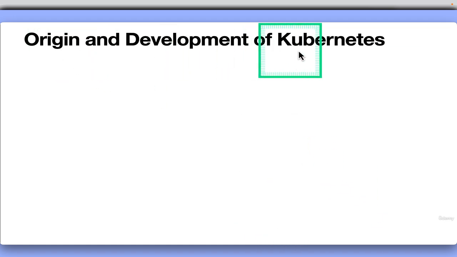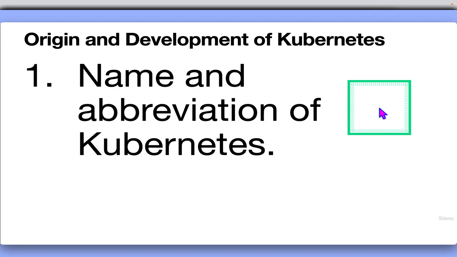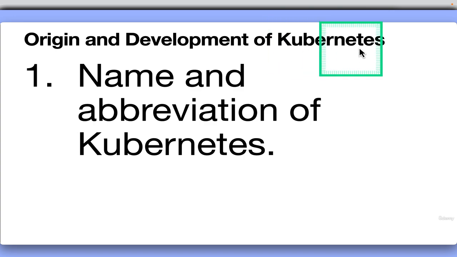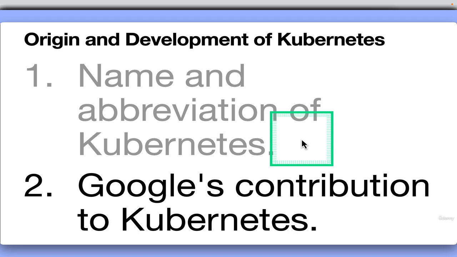Origin and development of Kubernetes. The term Kubernetes stems from Greek, translating to helmsman or a pilot. The abbreviation K8S comes from counting the 8 characters between K and S. So in some places we use K8S because there are 8 letters in between K and S. And Google played a pivotal role in developing Kubernetes and open sourcing the project in 2014. It combines Google's over 15 years of experience managing production workloads at scale with the community's best practices.